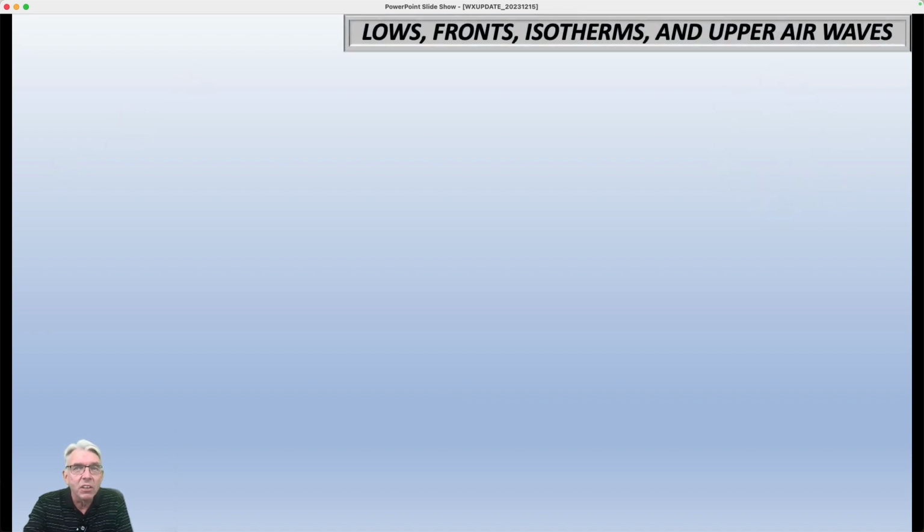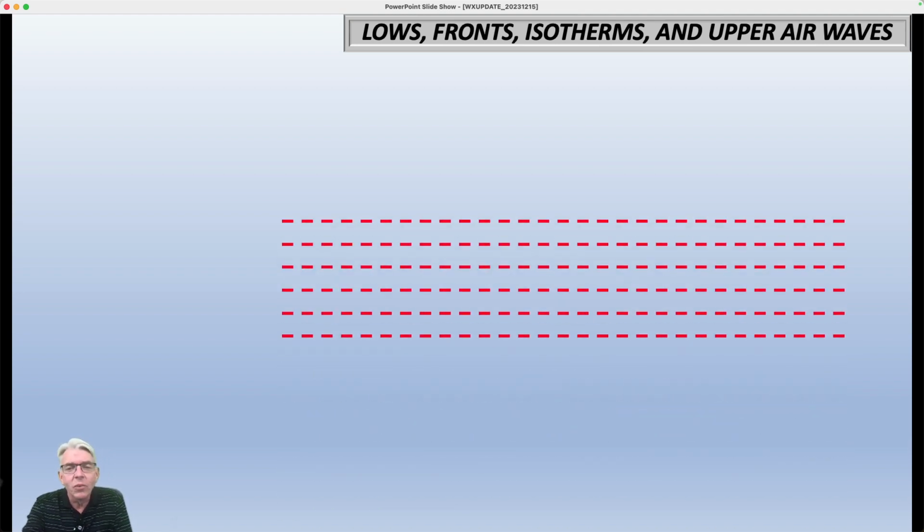So we're taking a look here at lows, fronts, isotherms, and upper air waves, okay? So we're going to start off with 6 isotherms. So isotherms are lines of equal temperature. We're going to denote them as T1, T2, all the way through T6.